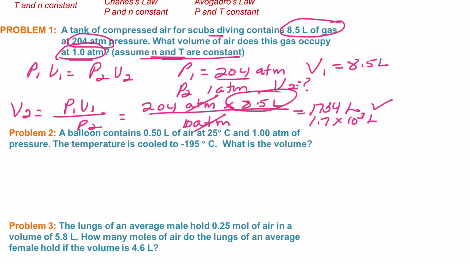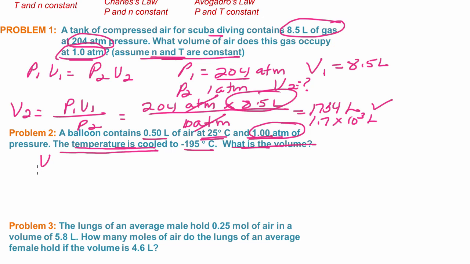Let's do the second problem. A balloon contains 0.5 liters of air at 25 degrees Celsius and 1 atmosphere of pressure. The temperature is cooled to negative 195 degrees. What is the volume? So the only thing here that's changing, we have the temperature being decreased, and then we're asked what is the volume. The pressure remains constant. So it's saying the balloon contains this much air at 25 degrees and 1 atmosphere of pressure. All we're doing is decreasing the temperature. What is the volume? So this is going to be a Charles's law problem.